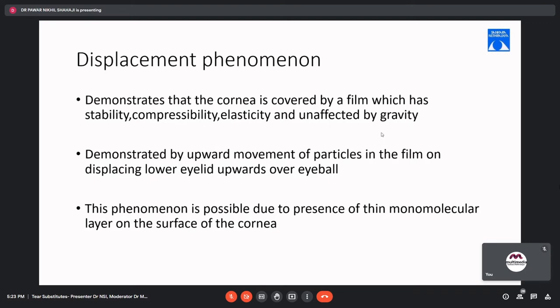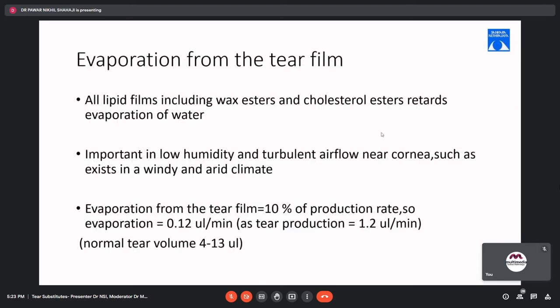Okay. Evaporation. All lipid films, including wax esters and cholesterol esters, retard evaporation of the water. Important in low humidity and turbulent airflow near the cornea, such as exists in windy and arid climates. So evaporation from the tear film is 10% of the production rate. Evaporation is 0.12 microliter per minute, as tear production is 1.2 microliter per minute.